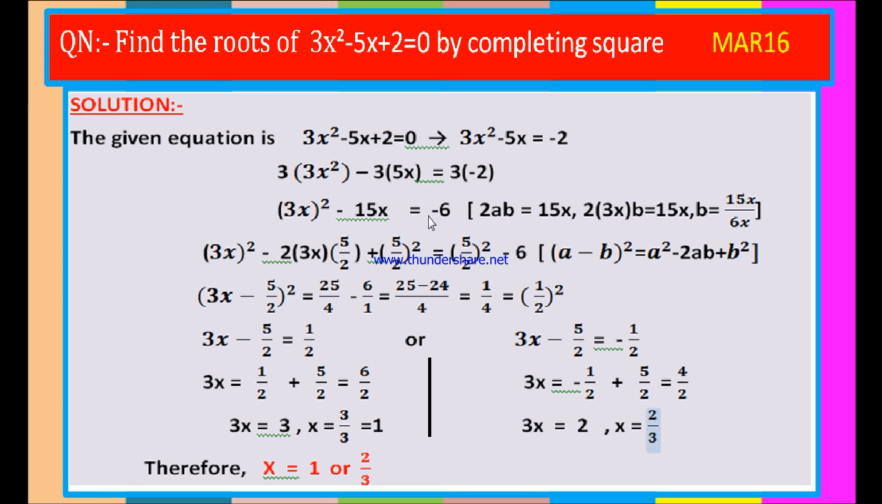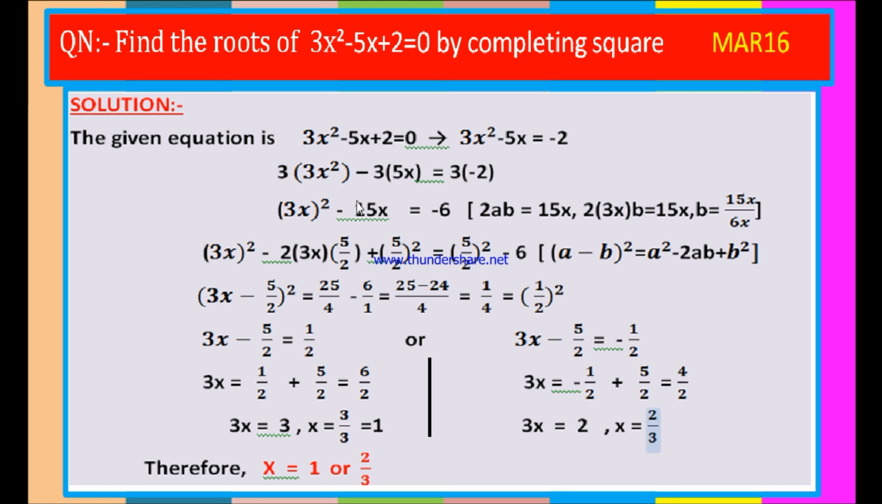The expanded form of (a − b)² is a² − 2ab + b². Therefore, this is the a² term. The total (3x)² is a². Then what is the value of a? The value is 3x. Dear students, you verify this. a² is (3x)², so a = 3x.